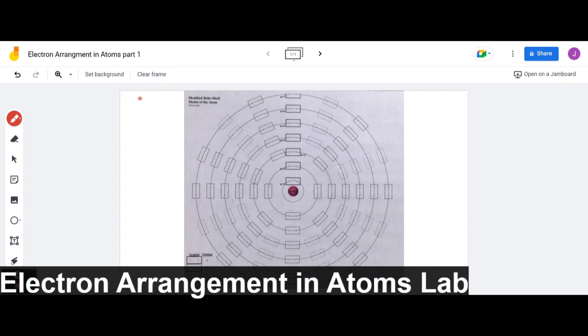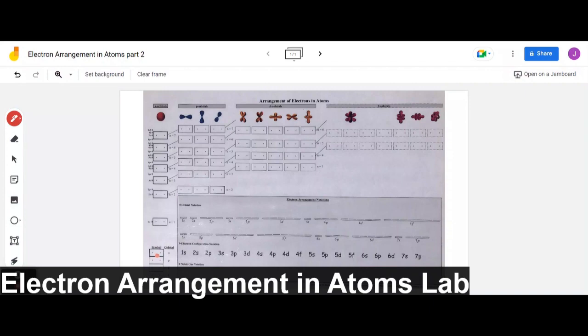Now we'll move on to the backside of the Bohr model, the backside of the laminated card. And I'm going to pause this video and restart. Okay, now we've got the backside of the electron arrangement lab, the laminated card that your classmates will be working with. And let's take a look at this card. It might look a little complicated at first.